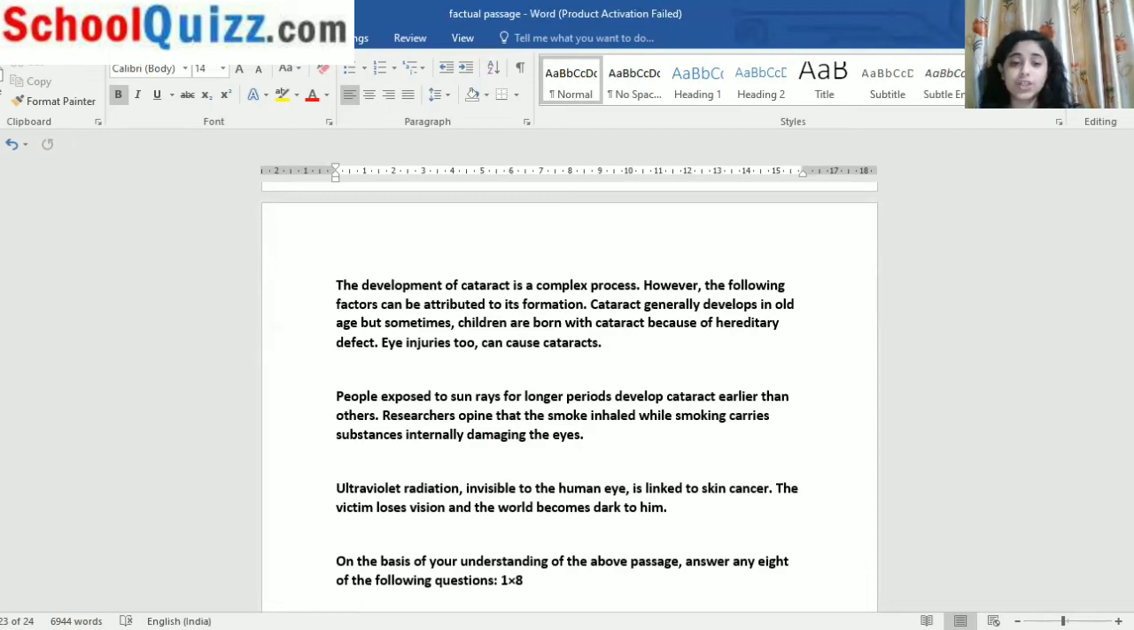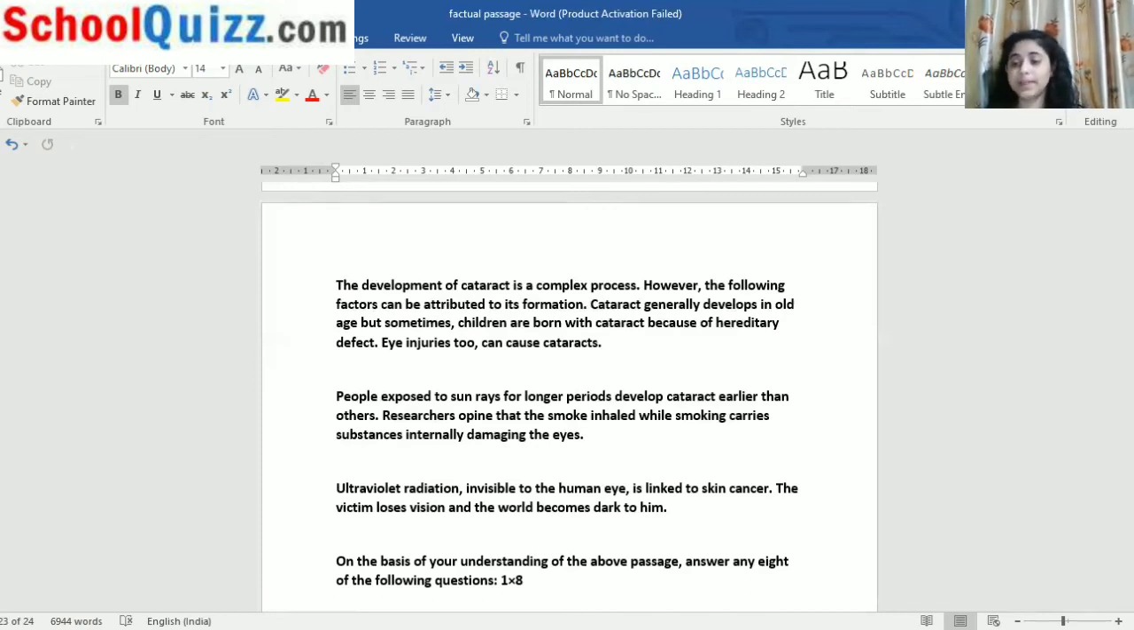Ultraviolet radiation, invisible to the human eye, is linked to what? Skin cancer. It can also cause you skin cancer. The victim loses vision and the world becomes what? Dark to him. So if you are exposed to ultraviolet radiation, as you get older and older, you are in more danger from it. So you can get skin cancer. So the victim loses vision and the world becomes dark to them.